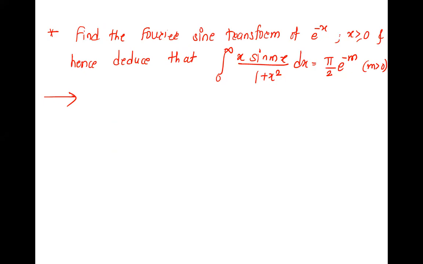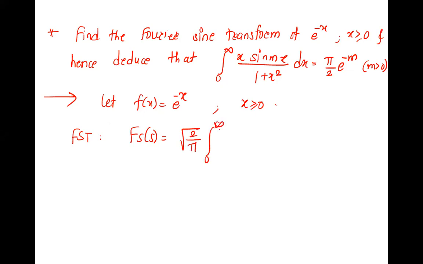Find the Fourier sine transform of the function. Let us call this function f of x, because they haven't named it. It is defined for x greater than or equal to 0. Now we'll write the Fourier sine transform: F_s equals root 2 by pi, integral from 0 to infinity, f of x into sine sx dx, because it is the sine transform, not the inverse.